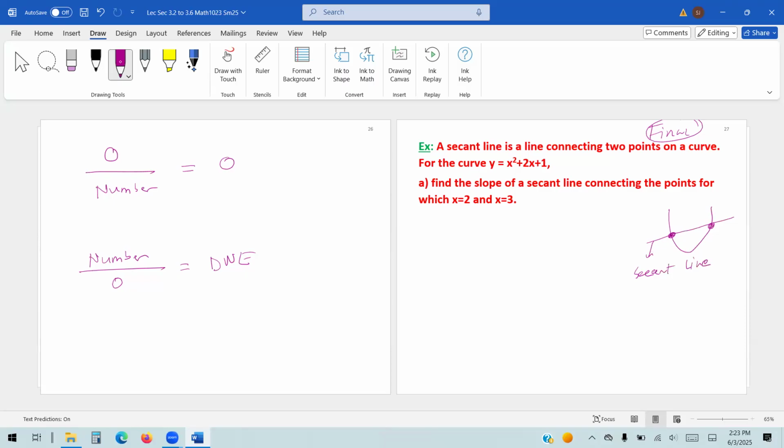Now they are telling us that, hey, I'm giving you a curve, y equals x squared plus 2x plus 1, which is a parabola. Now find the slope of this secant line, if one of the x values is 2 and the other x value is 3. So what is the slope of the secant line if it goes through the x values 2 and 3?